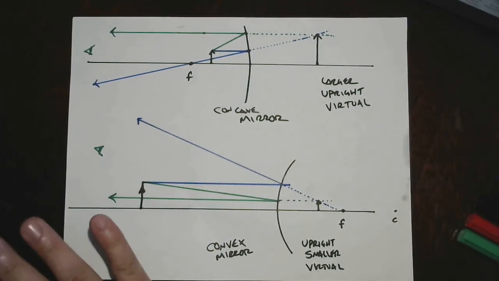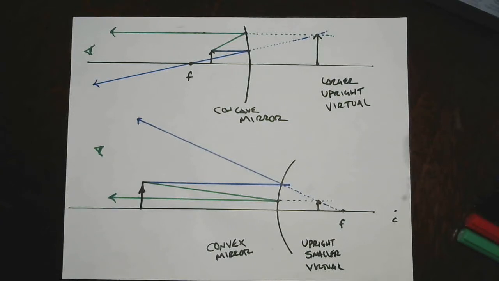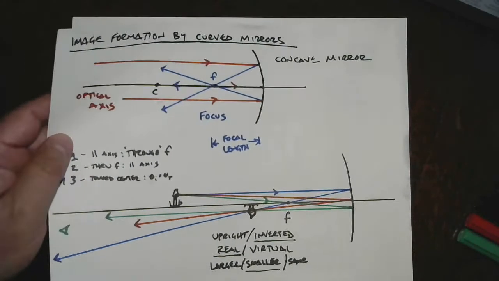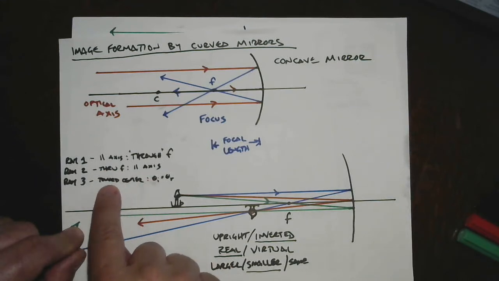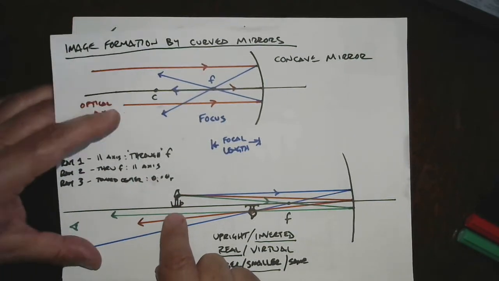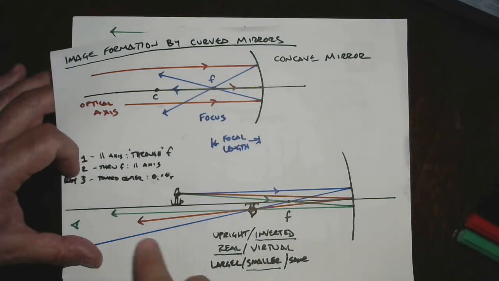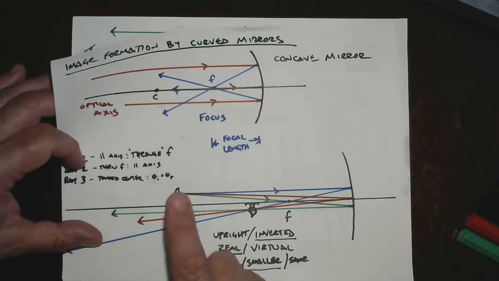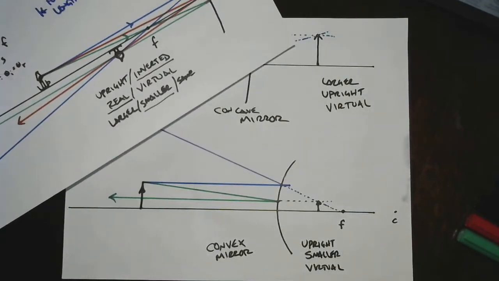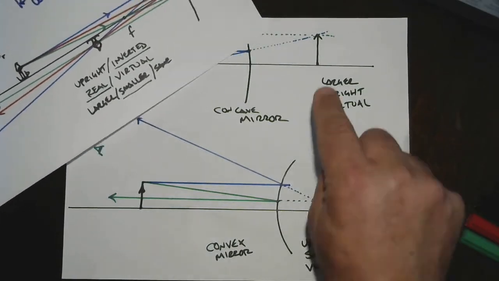So this is how image formation happens with mirrors, and next lecture we will talk about refraction and lenses and do image formation. There will be the same rules, the same 3 rays, and again, you only need 2 of them. I find ray number 1 and ray number 2 to be the most useful. Ray number 3 requires a little more art to it, but it's always there for you.